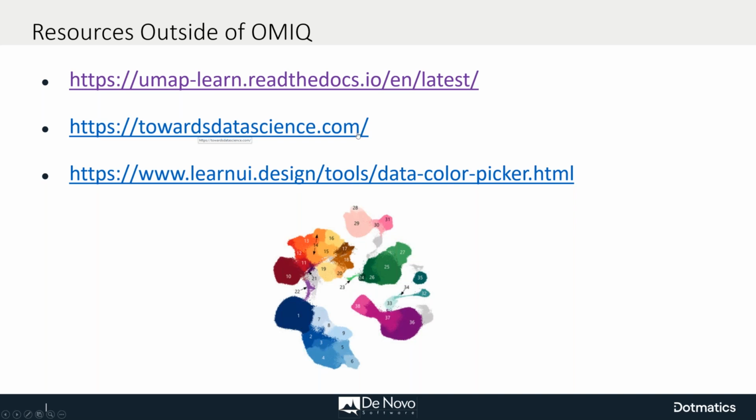Towards Data Science is a great blog that covers a ton of different facets of the whole data science community. Obviously not very often in flow, but just broadly speaking, it's a great way to get exposed to the things happening in the field. And then to make these colors, this is just one of my little pet favorite tools. It's not affiliated with us at all, but I used it to make this figure. And so it's a great way to color your different clusters if you're overlaying them on a UMAP.